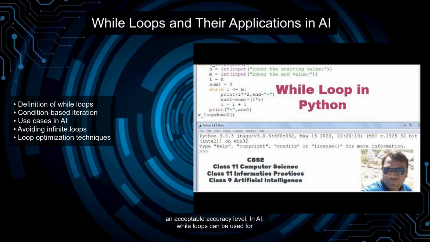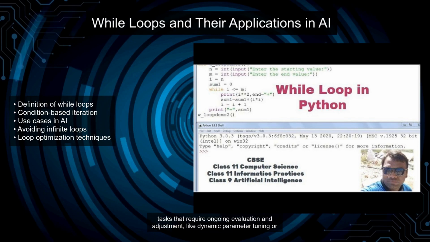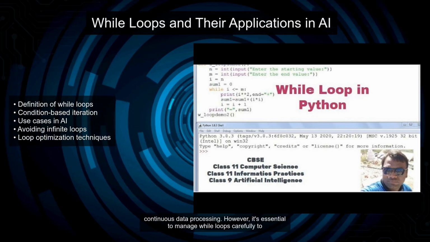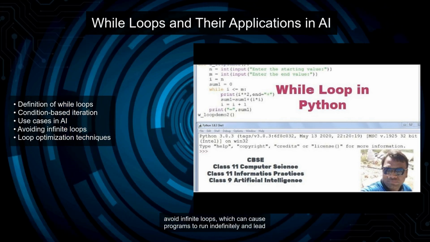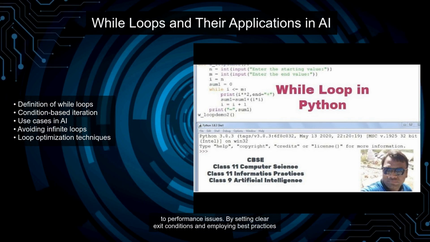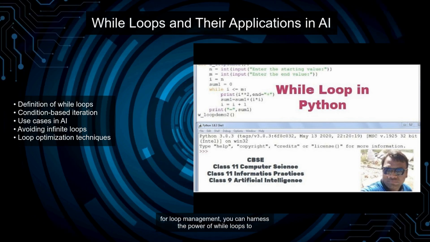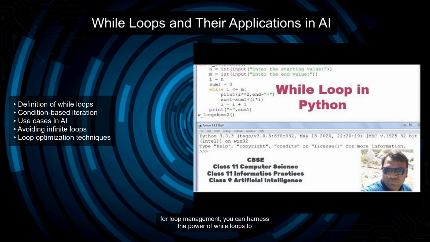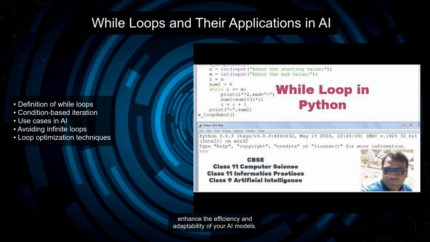In AI, while loops can be used for tasks that require ongoing evaluation and adjustment, like dynamic parameter tuning or continuous data processing. However, it's essential to manage while loops carefully to avoid infinite loops, which can cause programs to run indefinitely and lead to performance issues. By setting clear exit conditions and employing best practices for loop management, you can harness the power of while loops to enhance the efficiency and adaptability of your AI models.